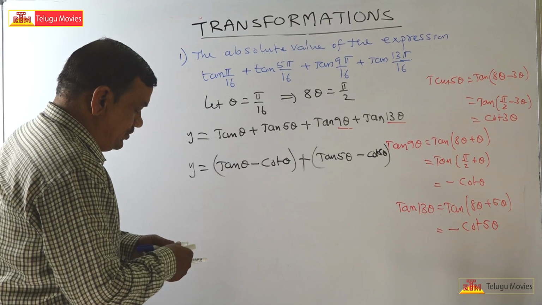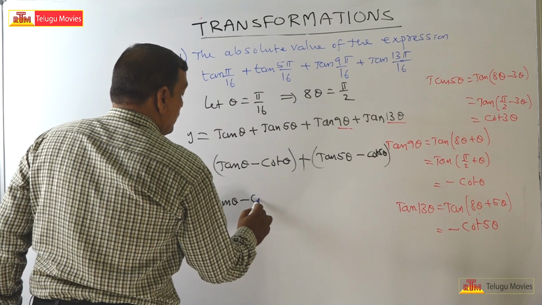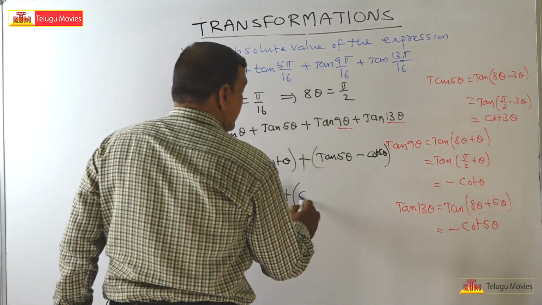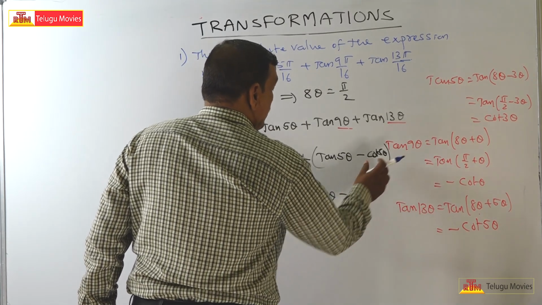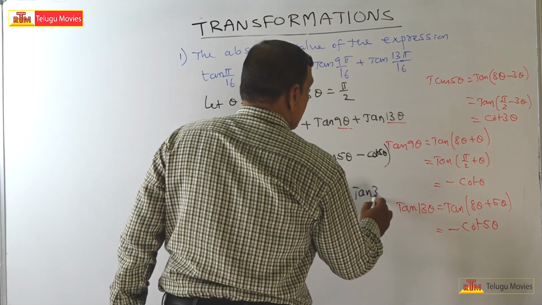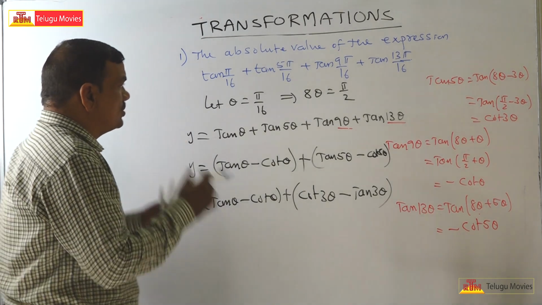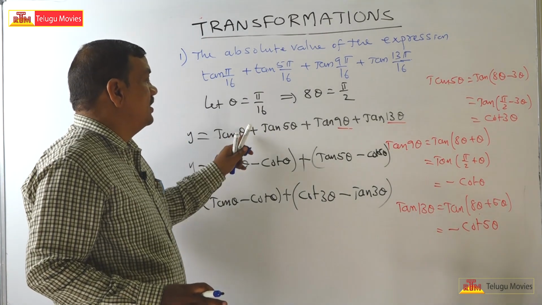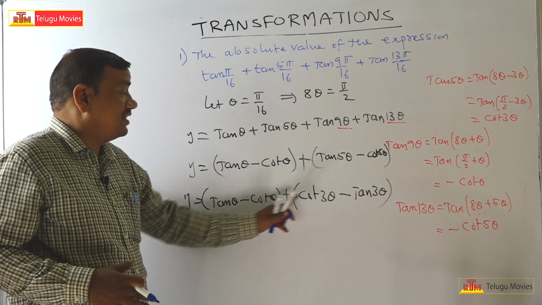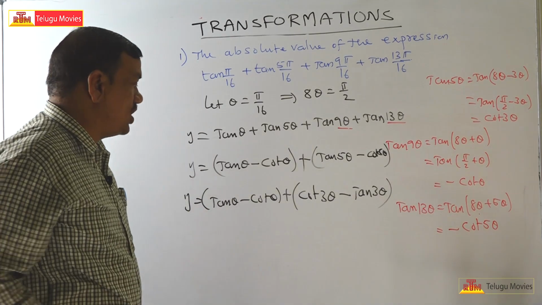Still I can reduce this problem as y is equal to tan theta minus cot theta plus tan 5 theta, I can write it as cot 3 theta minus cot 5 theta, I can write it as tan 3 theta. Okay? So very nice. So almost I reduced the values here. Theta, 5 theta, 9 theta, 13 theta are there. Then I made it into theta, theta, 3 theta, 3 theta. I reduced. Yes, enough. Then we can start the problem.